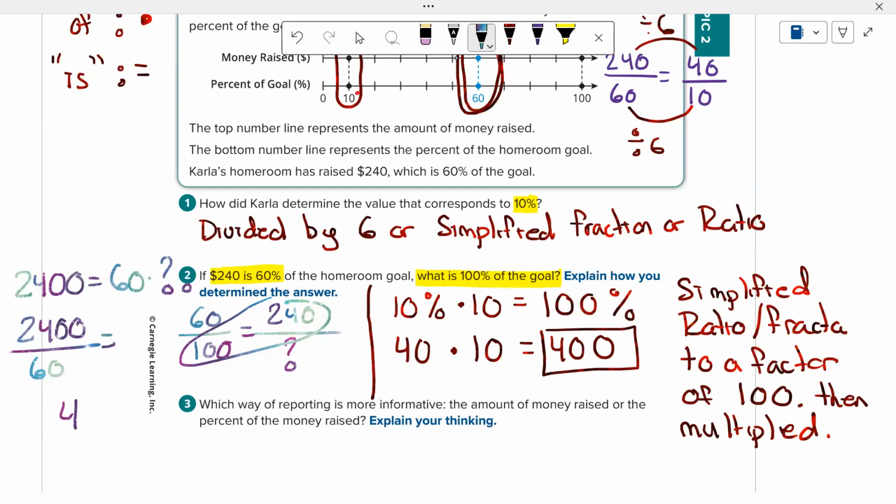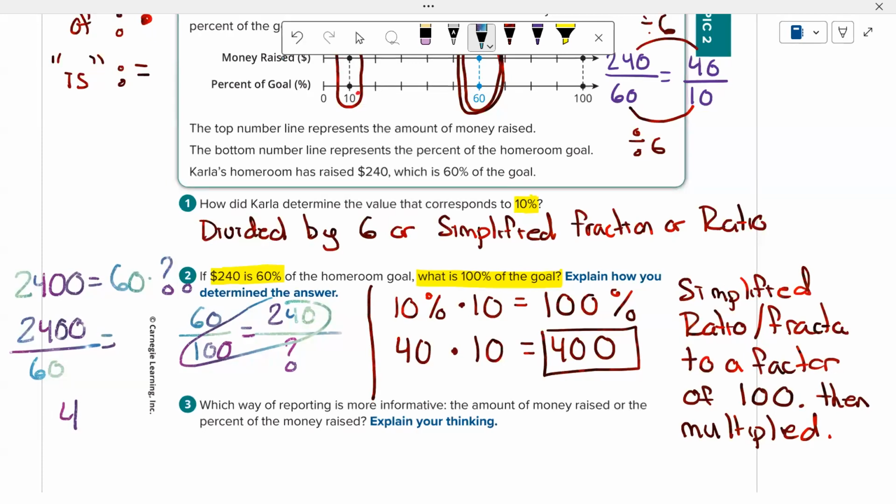Oh, did I miss a zero? Oh, I missed a zero. Y'all, missed a zero. Oops. That's not 2,400. It's 24,000. So that is 400.